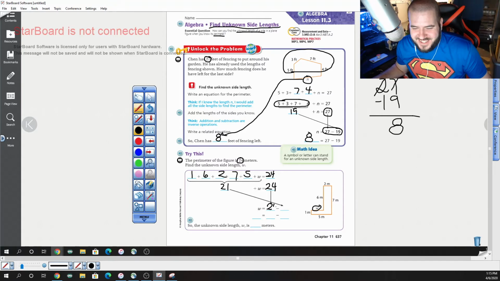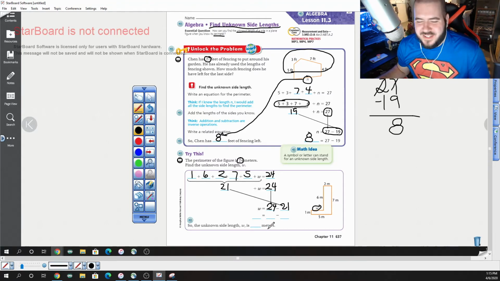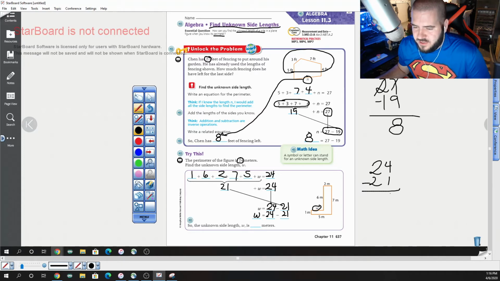All right, we're going to go ahead and move 24 down here. 24 minus 21, okay, is going to give me what W is. Okay, 24 minus 21. Since we take our bigger number, subtract our smaller number, and we know W is 24 minus 21. And 24 minus 21, then over here in the margin, really quickly, 4 minus 1 is 3, and 2 minus 2 is 0. So we know W is 3 meters.